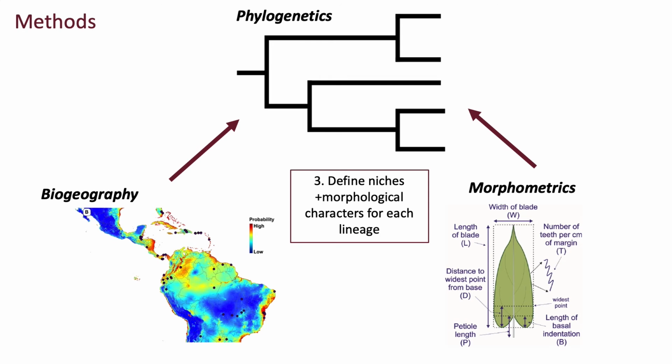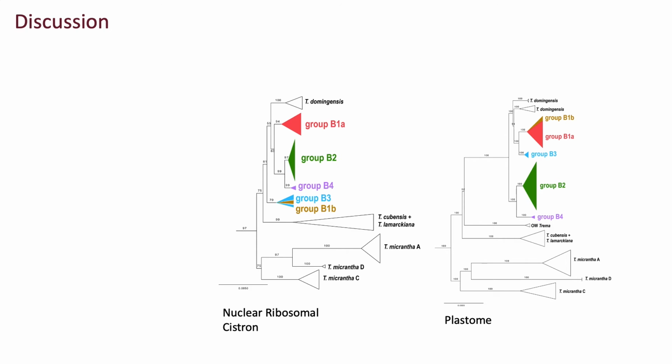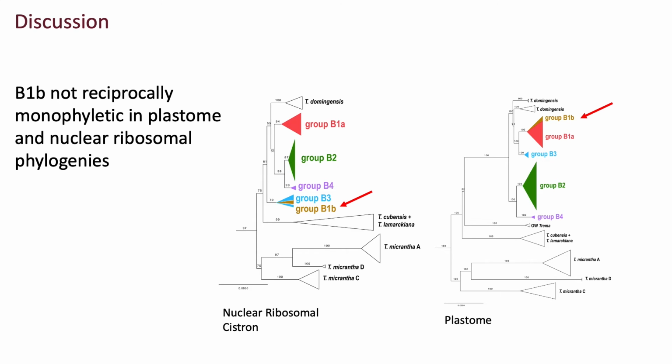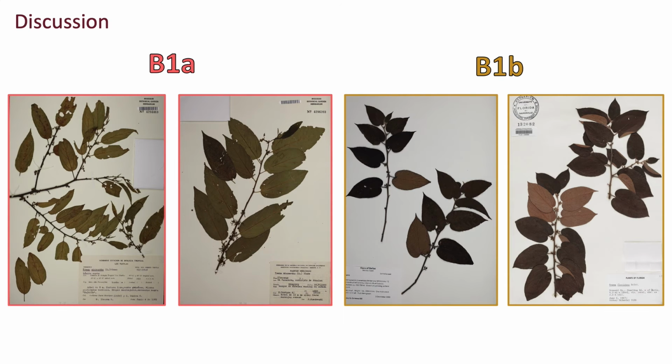Okay, so now we've gone through all of the methods, and we're at the point where we've identified our clades, we've done the analyses, and now we can define niches and morphological characters for each of these lineages. Just as a reminder, in our 5-gene phylogeny, we have monophyly of these 5 lineages. When we look at the plastome and the nuclear ribosomal data, we see that B1b, that orange lineage, is not reciprocally monophyletic. It's switching positions in these 2 data sets, and that's kind of to be expected, and I can talk about that more. There are more complicated relationships worth noting that we'll likely discuss in my defense, but we don't have enough time to talk about it today.